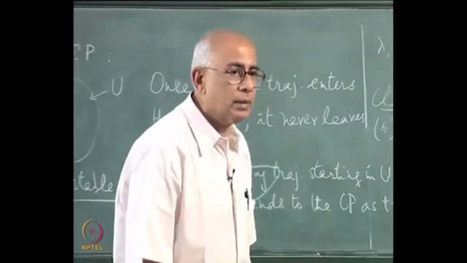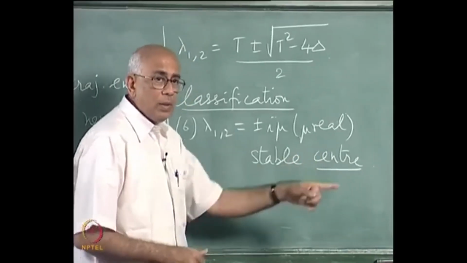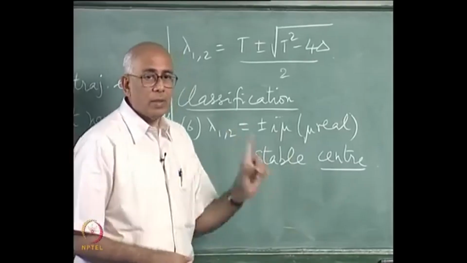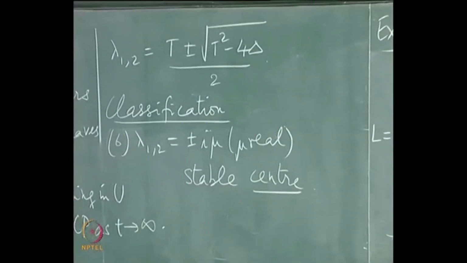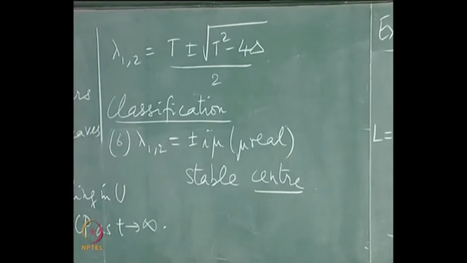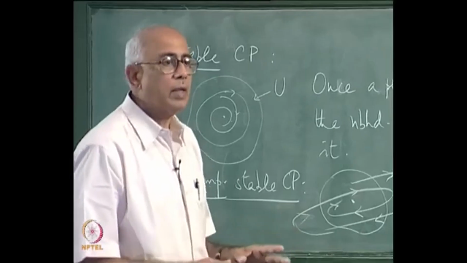Did anyone have a question? Okay. So a center in particular is stable but not asymptotically stable. This is an important point and we will see why in a short while. This exhausts all possibilities of those cases where the determinant is not 0.